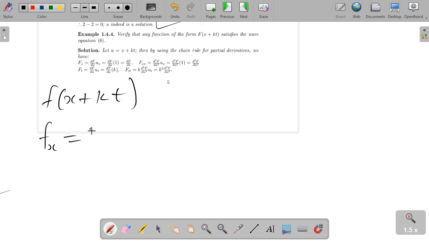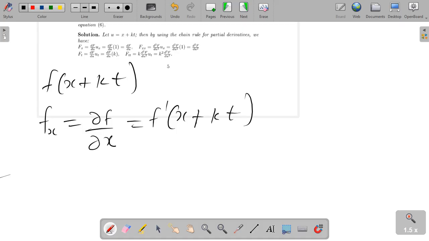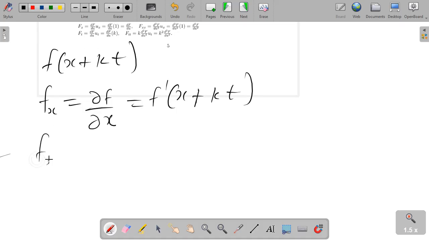Don't forget that differentiating with respect to x, you have 1. So this will just be f prime of x plus kt. The second derivative again, f xx, will be partial squared f over partial x squared, which will give you just f prime of x plus kt.